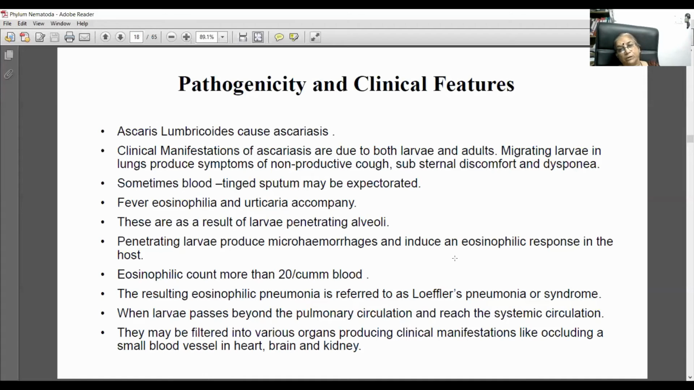When the larvae pass beyond the pulmonary circulation, they reach the systemic circulation. Once they reach the systemic circulation, the blood carries them throughout the body into various organs. When these larvae reach there, they can show different types of clinical manifestations. These are because of the occlusion of small blood vessels. This occlusion of small blood vessels in the heart, brain, and kidney produces the clinical manifestations, and this can be seen on X-rays.